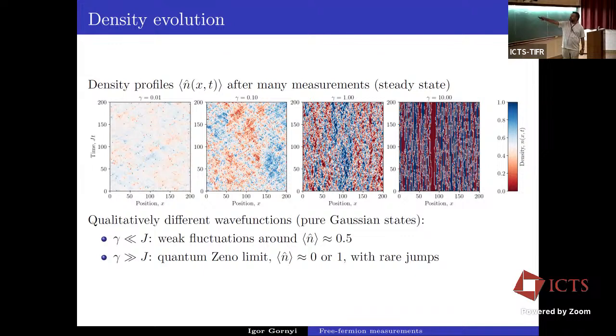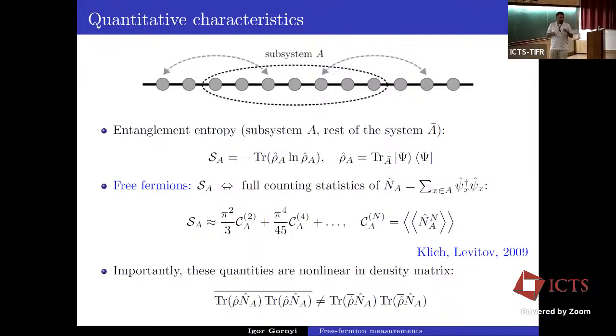Now, with increasing strength of the measurement, you get a more contrasted picture, and for very frequent measurements, the system does not evolve. So we observe the quantum Zeno effect, because if the site occupation is 1, then when you measure it frequently, it stays 1. So this is the picture illustrating the density evolution, and this should be somehow related to quantum information and the entanglement characteristics of the system.